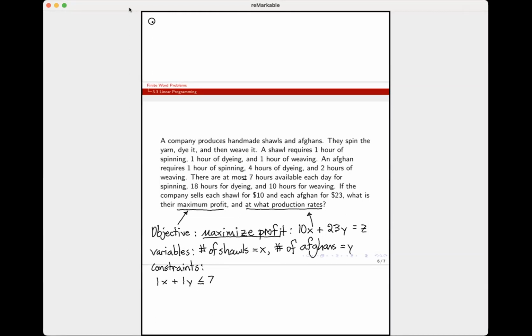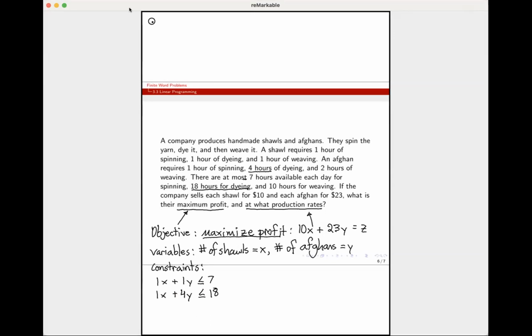The second one here says that there are at most 18 hours for dyeing. So we're going to do the same thing. For dyeing a shawl, that requires 1 hour. So we've got 1 hour times the number of shawls. Dyeing an afghan requires, let's see, 4 hours. So we have plus 4 times the number of afghans. And that's got to be less than or equal to the allotted hours for dyeing, which was 18.